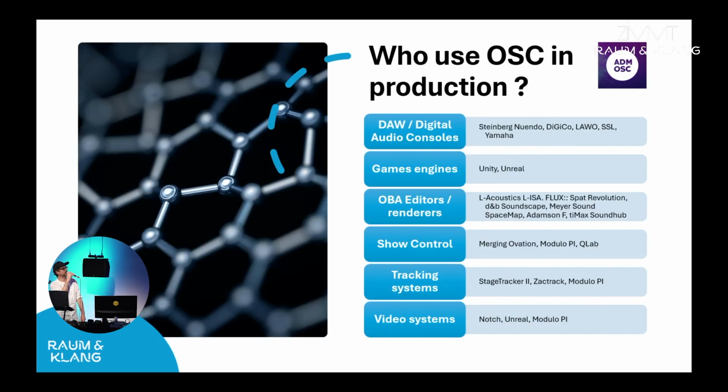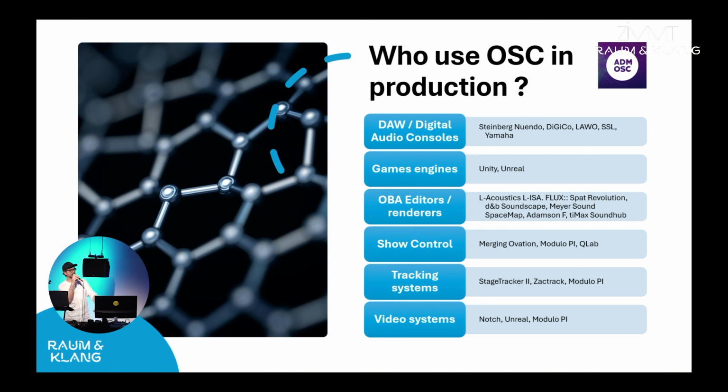We can find OSC in DAWs, digital audio consoles, gaming engines, object-based editors or renderers, in show control also, and tracking systems, which are automatic tracking systems. Show control is a piece of software which is made to be not linear like a DAW, but it's kind of a DAW where you can interact during the show.